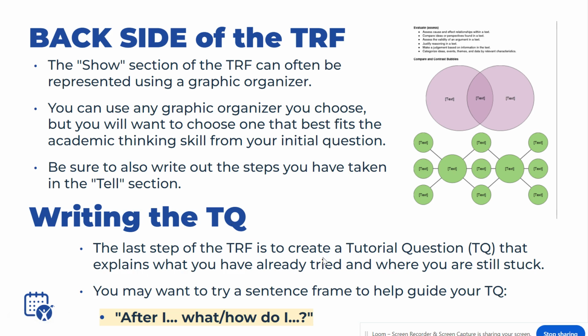The last step of the TRF is to create a tutorial question that explains what you have already tried and where you are still stuck. And you're going to want to use a sentence frame to help guide your tutorial question. So you'll use, after I created a Venn diagram and filled in the information, what is the difference between photosynthesis and something else, okay? Or how do I, so you'll use that sentence frame, okay?